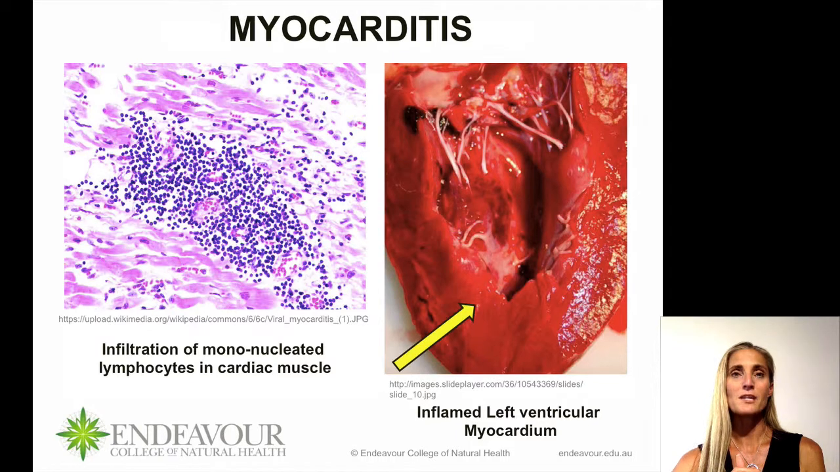So here's an image on the left. You can see mononucleated white blood cells that are infiltrating that myocardial tissue. And on the right, you can see grossly inflamed left ventricular myocardium. That's indicated with that arrow.